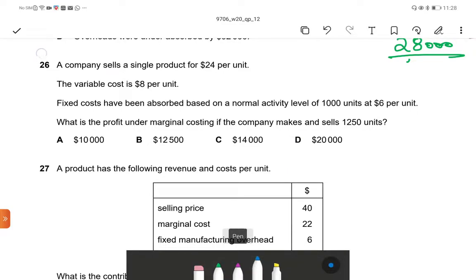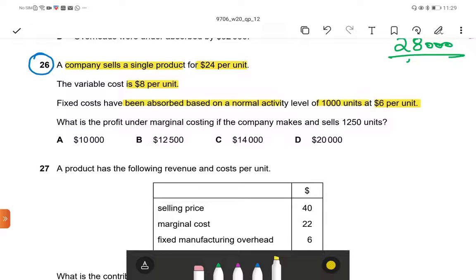26. A company sells a single product. Selling price is 24 per unit. The variable cost is given as $8 per unit. Now fixed costs have been absorbed based on a normal activity level of 1000 units at 6 per unit. It means the fixed cost is calculated for each 1000 units. So that is 6 per unit.